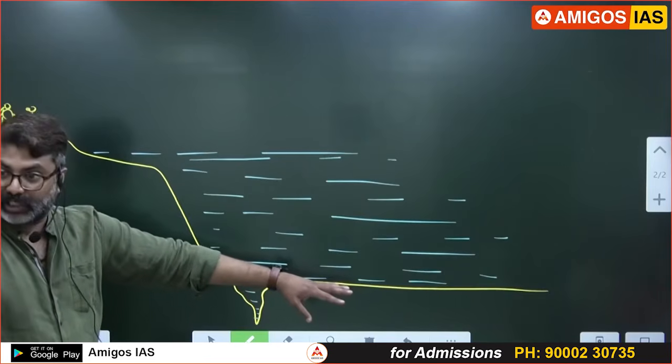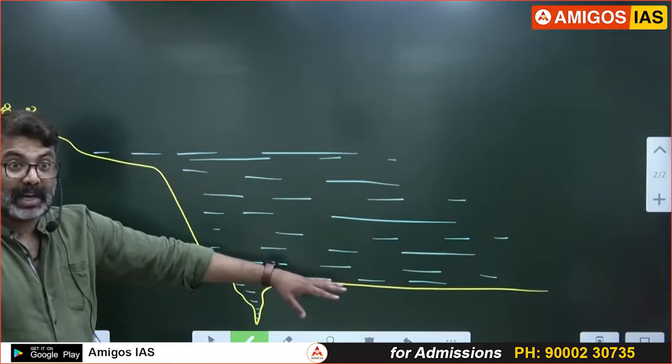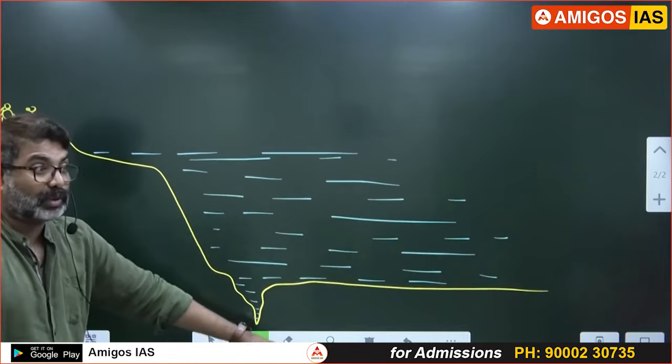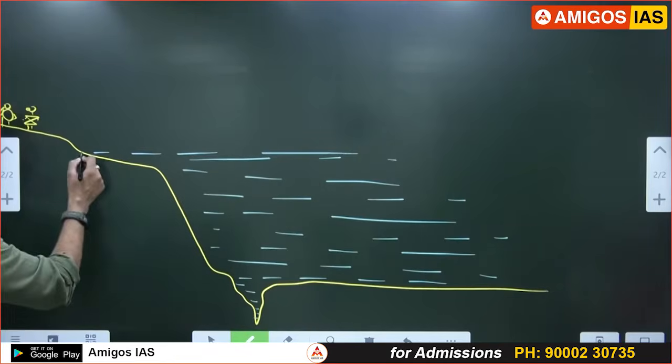Because of the melting of glaciers, ice everywhere, because of the rivers, because of rain, the depression is now filled with water. You can see here. Now the sea level has reached here.